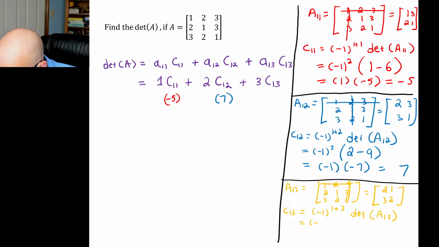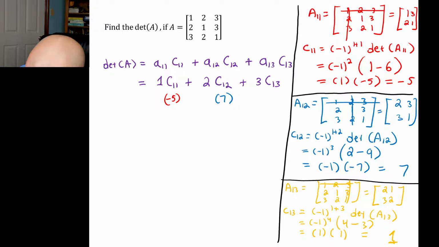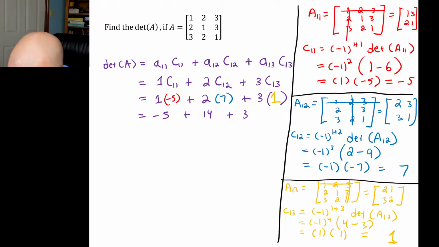So -1 to the power 4 times down product 2 times 2, 4, minus up product 3 times 1, 3. -1 to the power 4 is 1, so we have 1 times 1, which is just 1. So I'll put a 1 there. So we have 1 times -5 plus 2 times 7 plus 3 times 1. So -5 plus 14 plus 3. We get 12 for the value of the determinant.